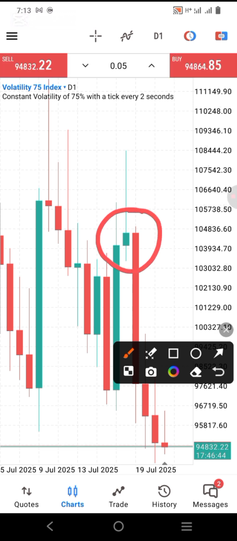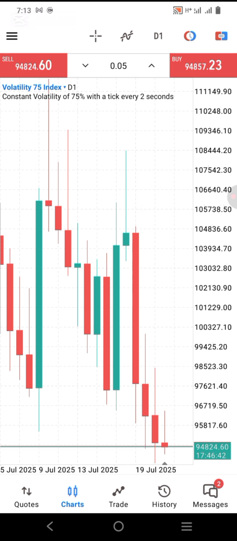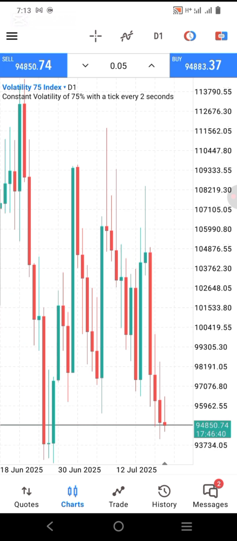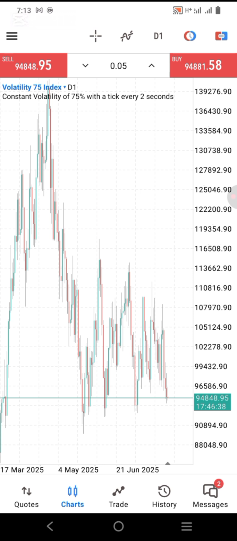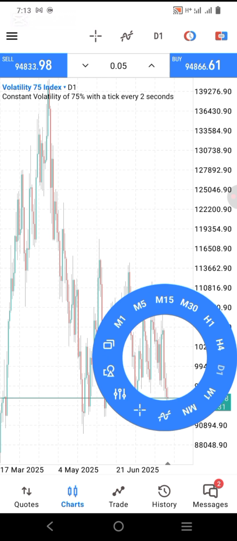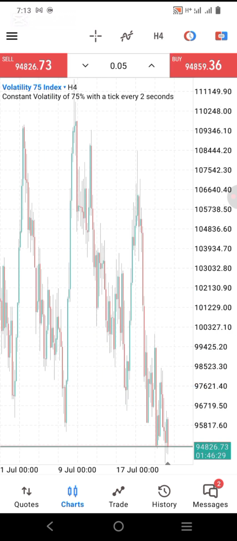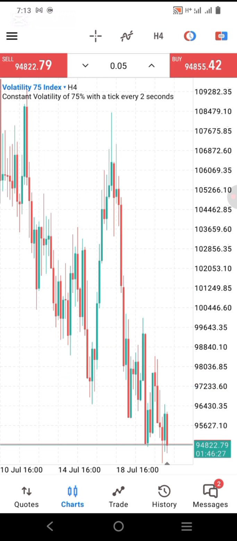Alright, first I did a top-down analysis as usual. I spotted a pin bar right there, and then I tried to understand the general trend of the market. Okay, I had to go lower to 4 hours. It is very necessary to do a top-down analysis.